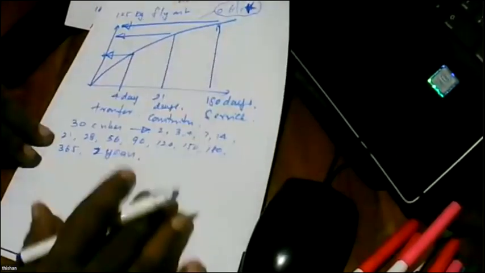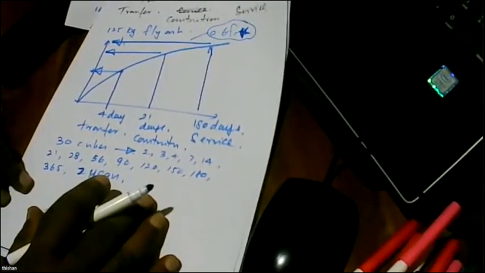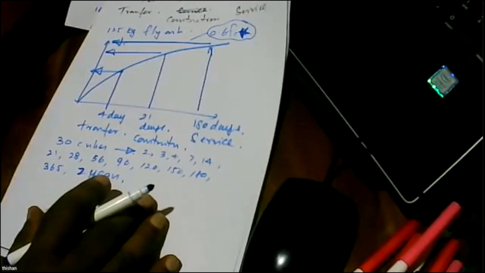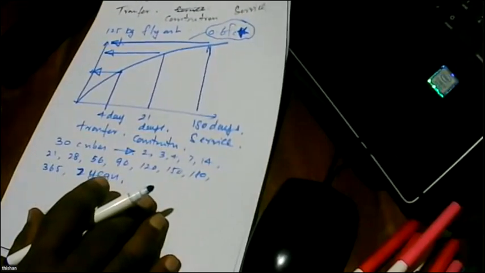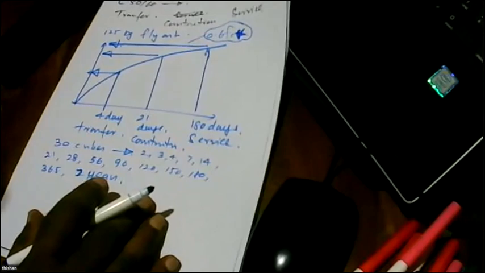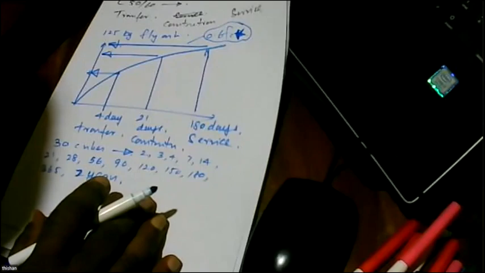And we develop a curve. The idea of developing a curve is that once the curve is developed, if you are consistent with the type of cement, then we can rely on it. So go for one particular brand of cement.